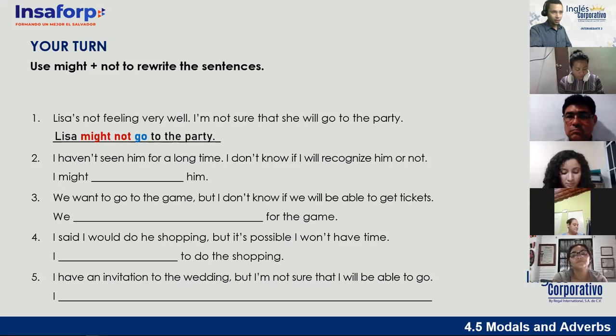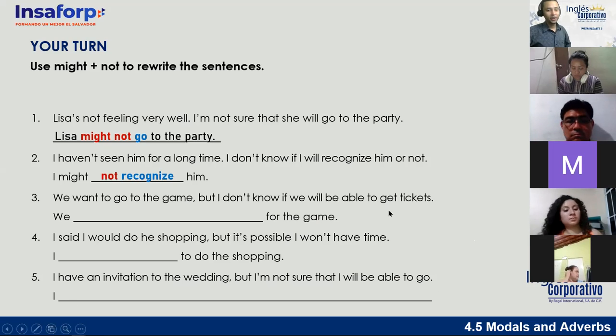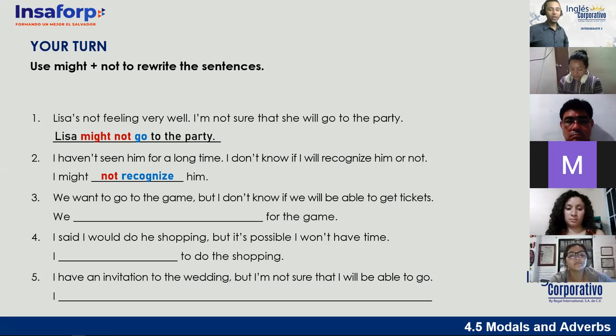Okay, everybody, welcome back. Number two, I haven't seen him for a long time. I don't know if I will recognize him or not. Who wants to try? Michelle. I might not recognize him. Correct. Thank you, Michelle. Number three, we want to go to the game, but I don't know if we will be able to get tickets.